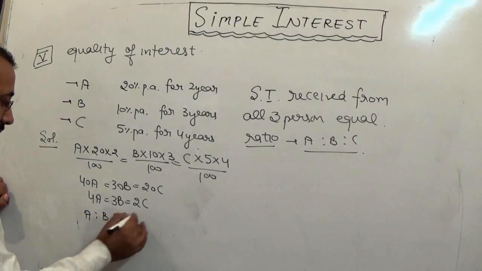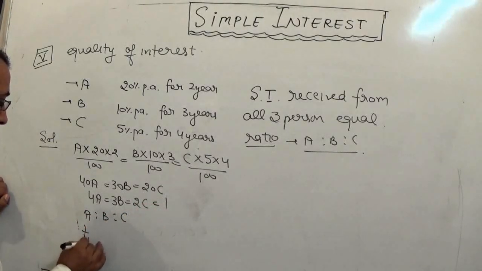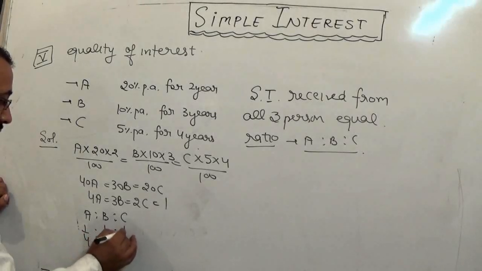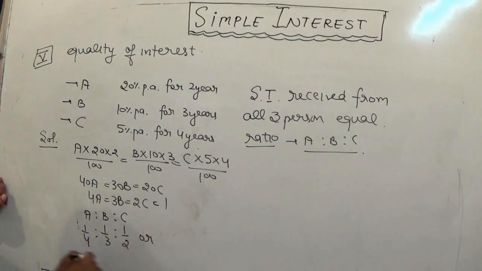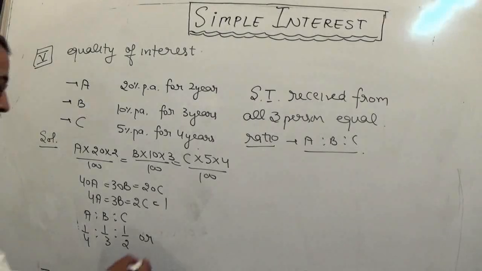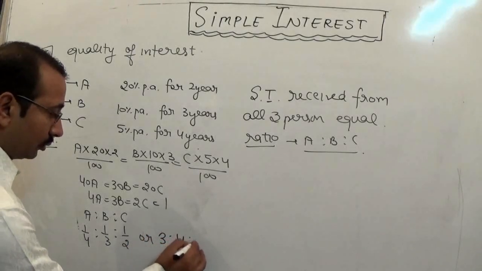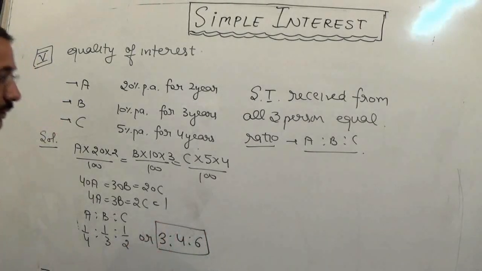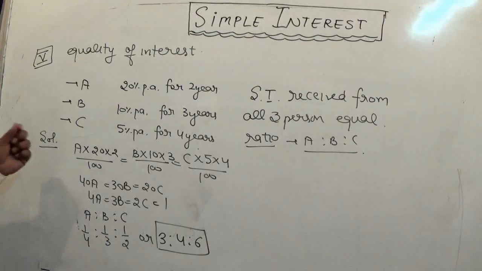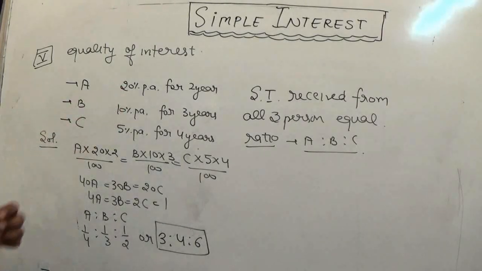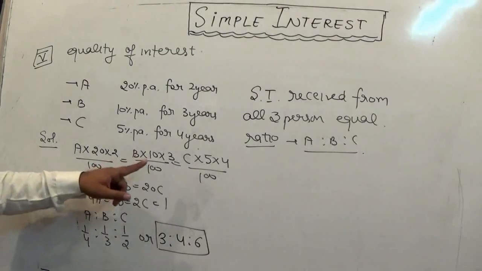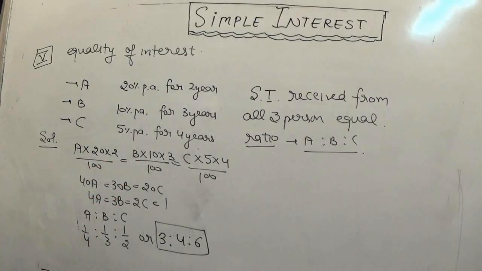I have to find the ratio A : B : C. That is taken as equal to 1 by 4 : 1 by 3 : 1 by 2, or my answer, with the LCM taken as 12, is 3 : 4 : 6. That becomes my answer. Pay attention here to what I have done. I have assumed that A had given A rupees, B rupees and C rupees. 20% to A for 2 years, that is the interest 40A. 10% to B, that is for 3 years, 30B, and 5% for C, that is for 20C.